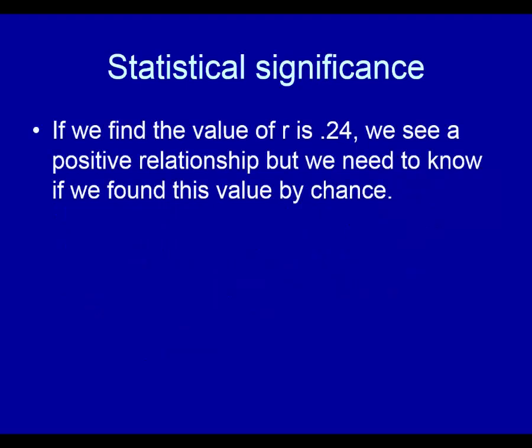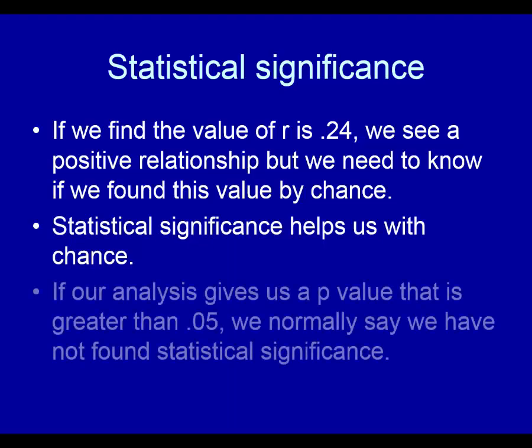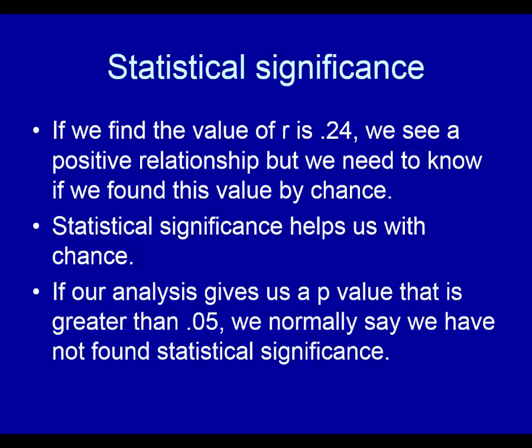If we find the value of r is 0.24, we see a positive relationship. We need to know if we found this value by chance. Statistical significance helps us with chance. If our analysis gives us a p-value that is greater than 0.05, we normally say we have not found statistical significance.